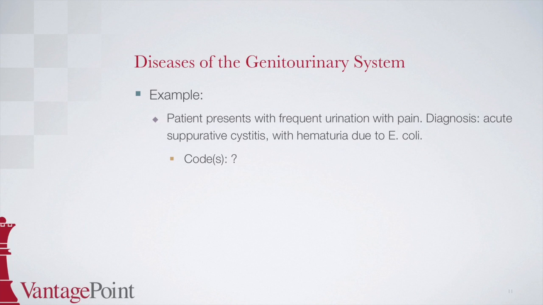For the next example, we have a patient that presents with frequent urination with pain. The diagnosis is acute suppurative cystitis with hematuria due to E. coli. And E. coli stands for Escherichia coli, ESCHERICHIA. How would you code this? Please pause the webinar to complete this example and then hit play to continue and learn the answer.